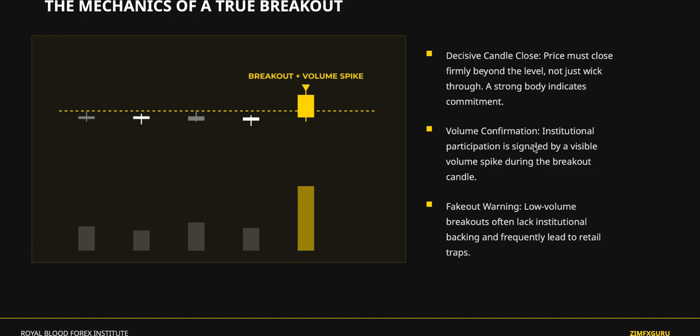So volume confirmation: institutional participation is signaled by a visible volume spike during the breakout candle. You can see the volume was low, and when the breakout happened, volume increased. Why? Because large orders are placed all at once. So, fake out warning: low volume breakouts often lack institutional backing and frequently lead to retail traps. So if volume is low, there's a possibility of a fake out, which means smart money is trapping retail traders. So we want to avoid those breakouts.